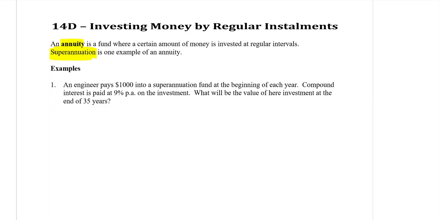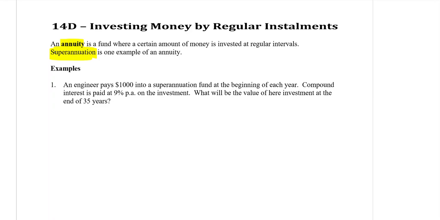An engineer pays $1,000 into a superannuation fund at the beginning of each year. Compound interest is paid at 9% per annum on the investment. What will be the value of the investment at the end of 35 years?